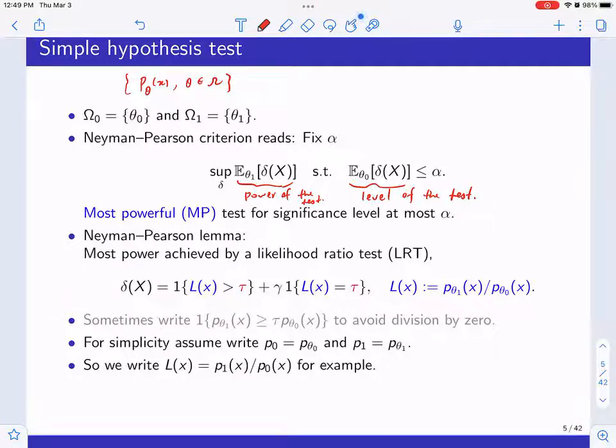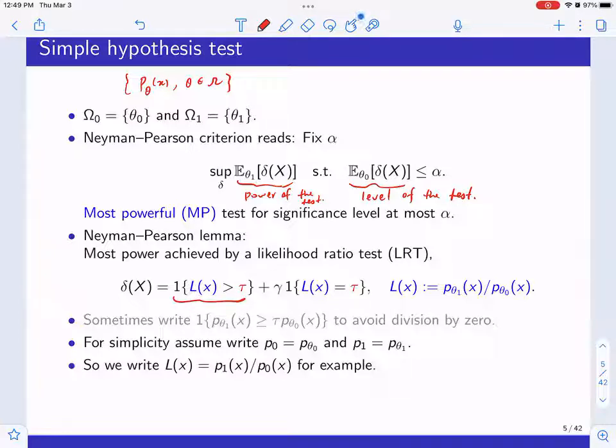This is basically the likelihood evaluated at theta 1 divided by the likelihood evaluated at theta naught. So if this is bigger than 1, it means that the likelihood for that observation of the model with theta 1 is bigger, which is reasonable to reject in that case. So the test is basically this: 1 if L of x is bigger than tau.